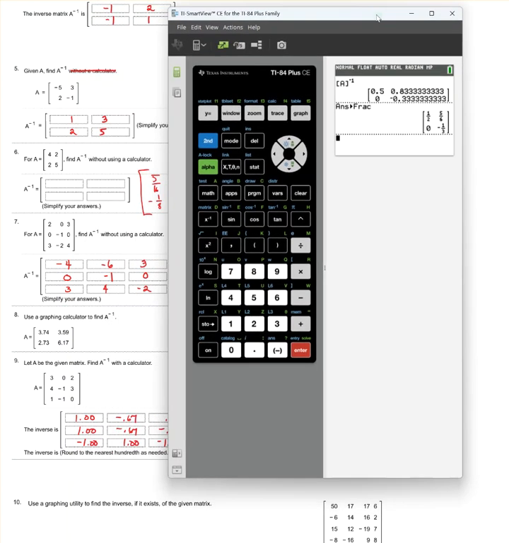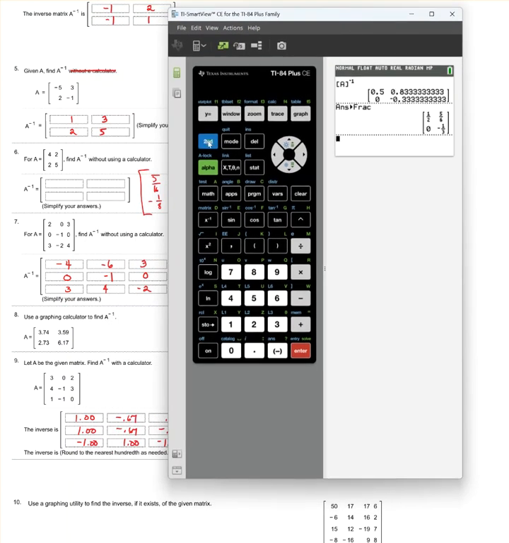So we'll second quit and clear all this business up. Second matrix over to edit, and we have a 2 by 2, and we're going to put in 4, 2, 2, 5. All right, then we're going to second quit. We're going to go get that name, second matrix, get the A, just hit enter on A. We're going to hit the inverse button.